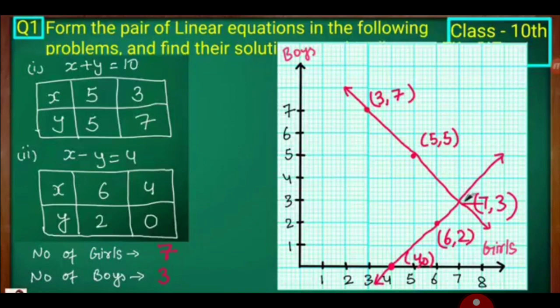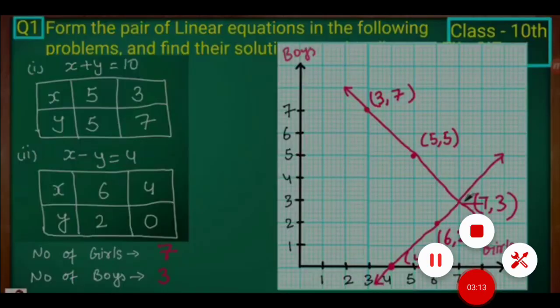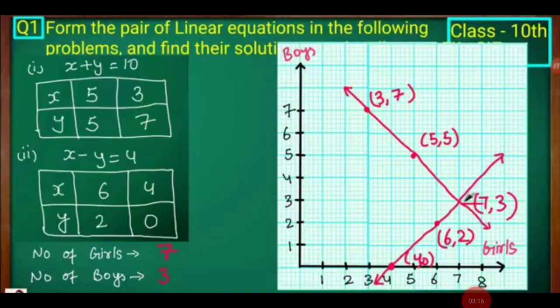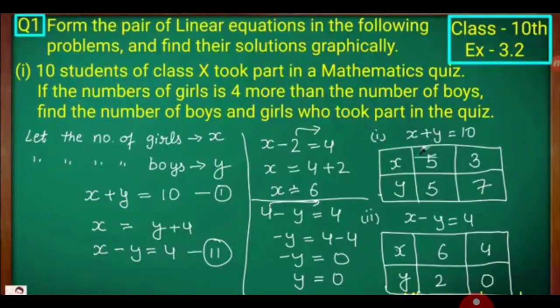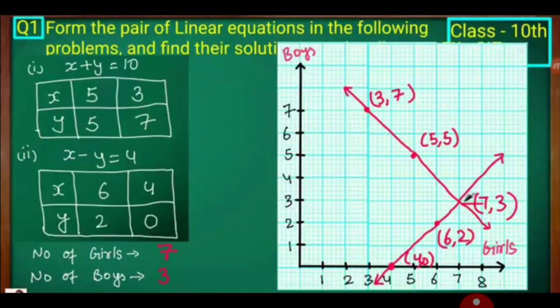After producing them, you see these 2 lines intersect each other at a point. Find that point. This point lies on the x-axis at 7 and on the y-axis at 3. It means the coordinates of this point will be 7, 3. 7 is the value for x and 3 is the value for y, and we have assumed the number of girls to be x and the number of boys to be y. So the number of girls will be 7 and the number of boys will be 3. Okay.